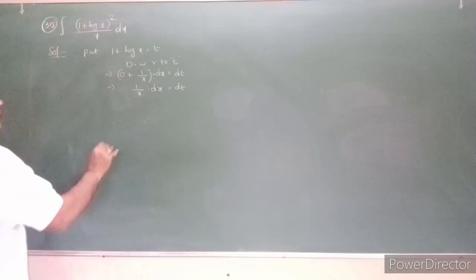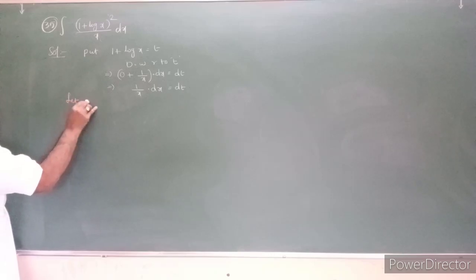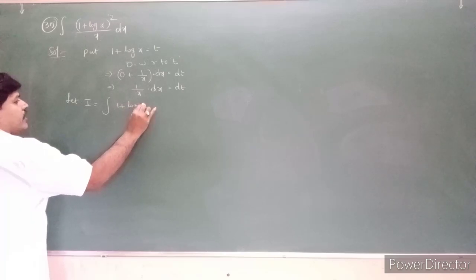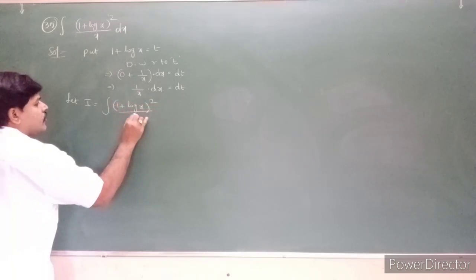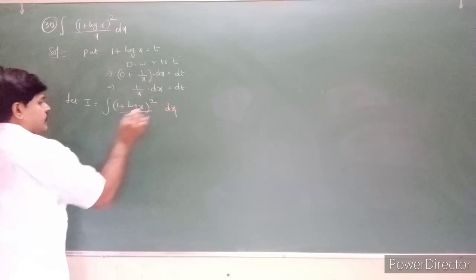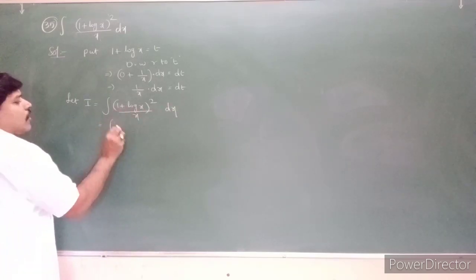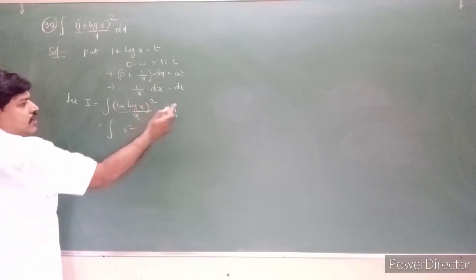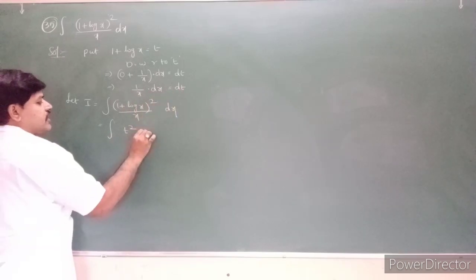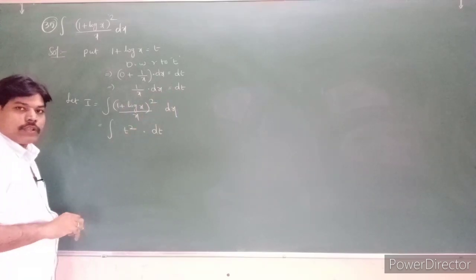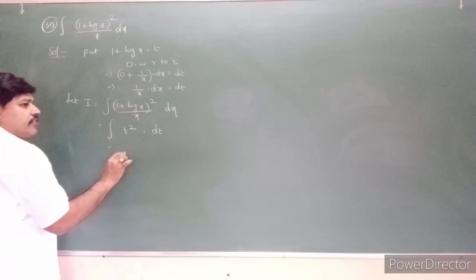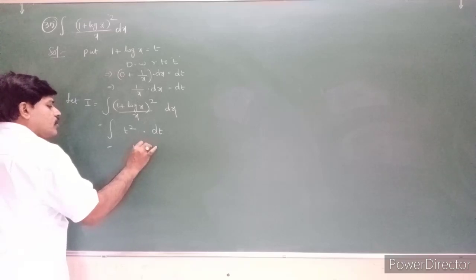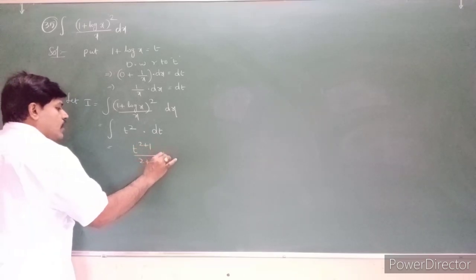So take that given problem, let I is equal to integral of (1 plus log x) whole square by x into dx. So that is equal to integral of 1 plus log x is t square. 1 plus log x is t, whole square is t square. dx by x value is dt. So integral of t square, what is the integral of x power n formula? x power n plus 1 by n plus 1. So it will become t power 2 plus 1 by 2 plus 1 plus c.